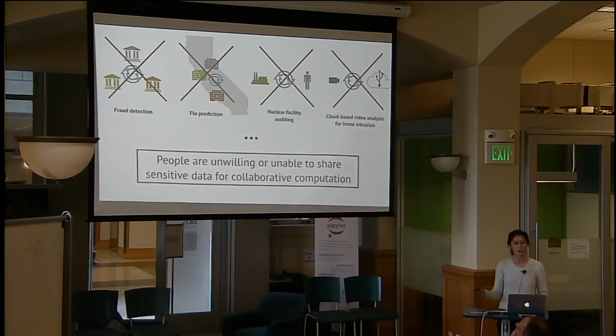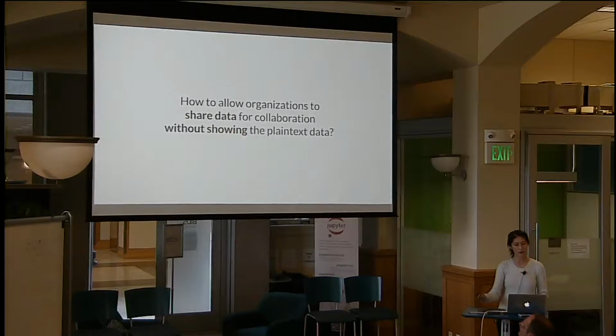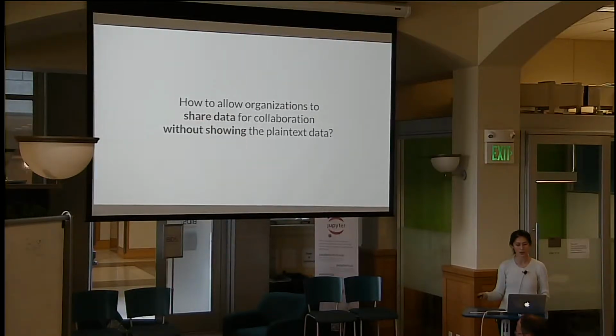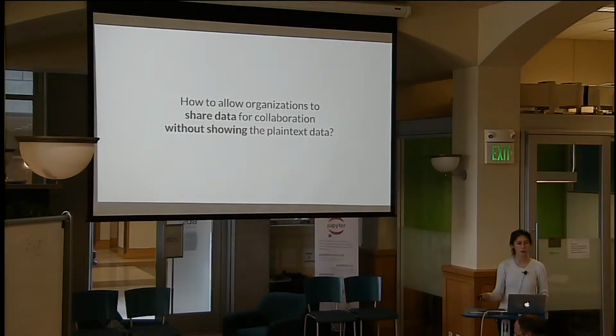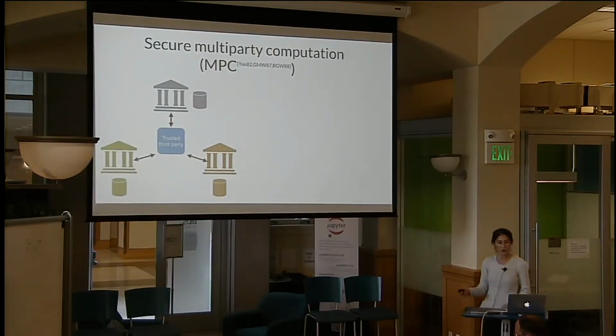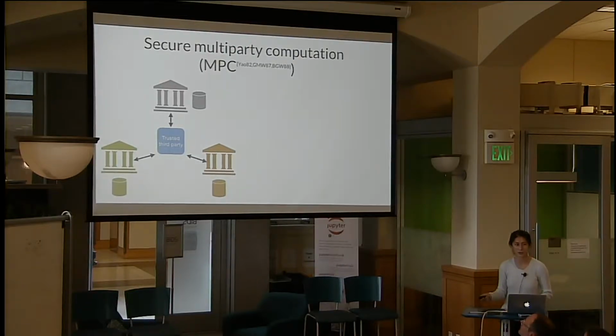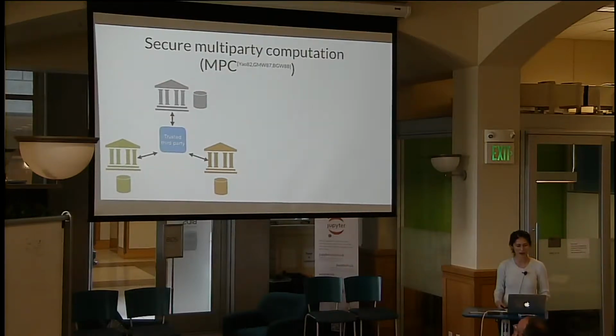So the question that we want to ask is how can we actually solve this problem, to allow organizations to share data for collaboration, but without actually showing the plain text data to each other. And as it turns out, this setting corresponds exactly to a really well-known research direction in cryptography called secure multiparty computation, or MPC. And as you can see from the references, it was started in the 80s, so it's been around for a while.